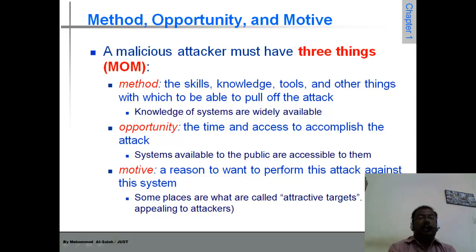Next is motive, a reason to perform this attack on the system. It might be for a particular purpose or just to prove that you are a good hacker. There are 2 types. Some places are what are called attractive targets. Some particular systems are very attractive or very appealing to the attackers.